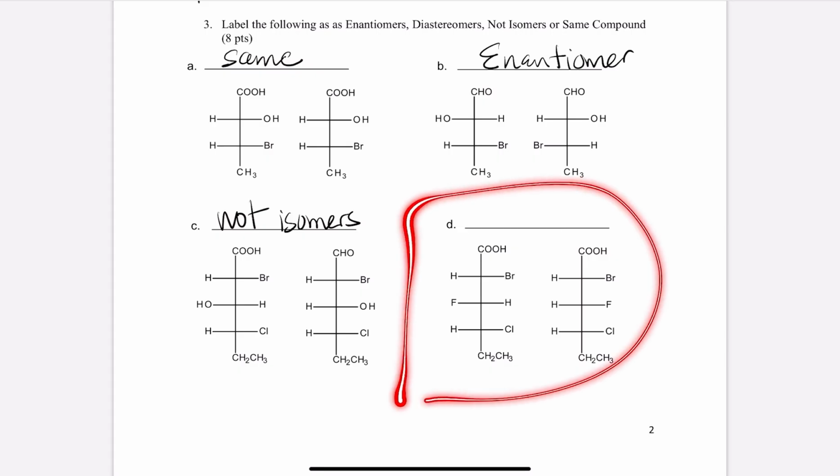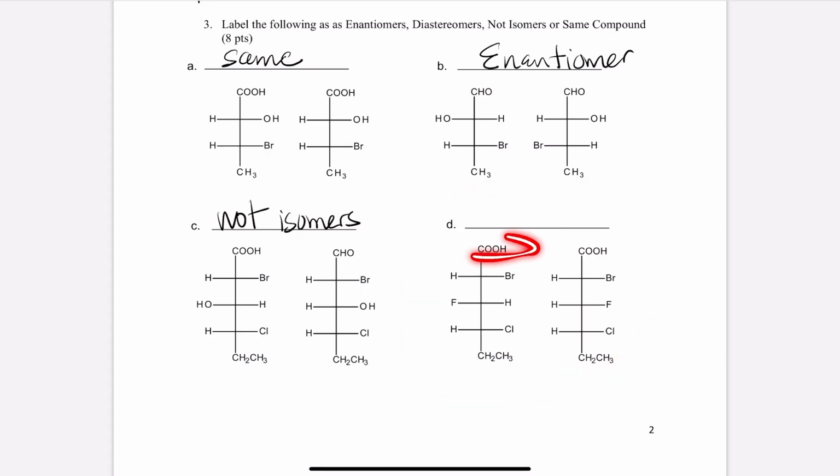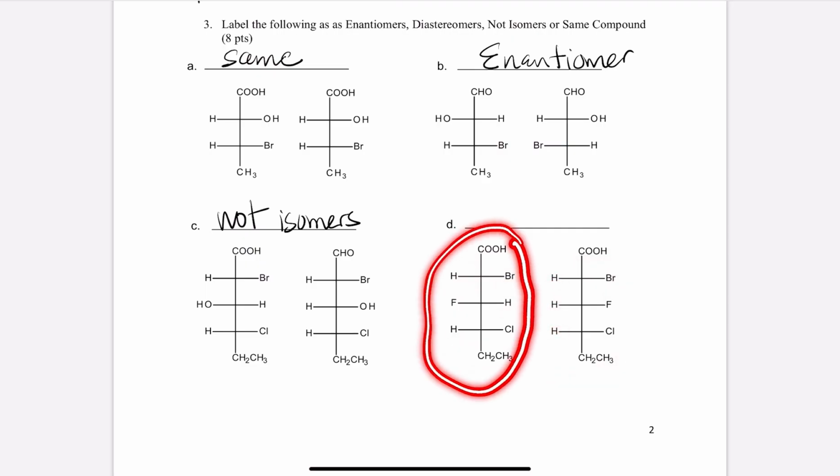All right, now the last one, what do we have? We have COOH, COOH, CH2, CH3, CH2, CH3. We have chlorine, chlorine. We have hydrogen, hydrogen, hydrogen, 3 hydrogens there. We got a bromine, chlorine, chlorine, fluorine, fluorine, hydrogen. Yeah, so we have the exact same things, right? Nothing in here isn't also in here.